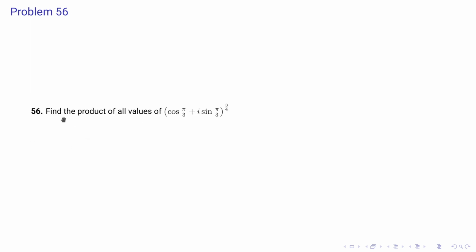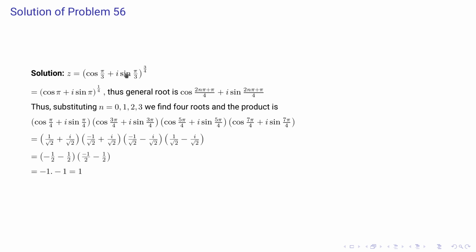Problem 56 says that find the product of all values of (cos pi by 3 plus i sin pi by 3) whole to the power 3 by 4. So in this case, we bring 3 down, so pi by 3 will get multiplied with 3, becomes cos pi plus i sin pi whole to the power 1 by 4. Now the general value we have already studied will be cos (2n pi plus pi by 4) plus i sin (2n pi plus pi by 4). So we substitute n is equal to 0, 1, 2, 3, and the product would be this much.